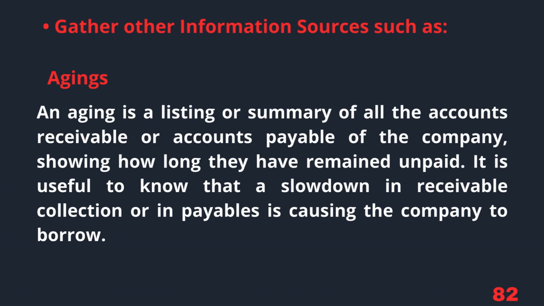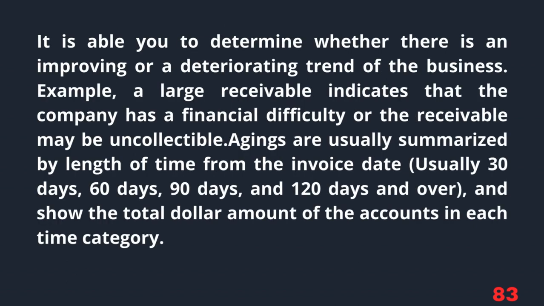An aging is a listing or summary of all the accounts receivable or accounts payable of the company, showing how long they have remained unpaid. It is useful to know that a slowdown in receivable collection or in payables is causing the company to borrow. It enables you to determine whether there is an improving or a deteriorating trend of the business. Example, a large receivable indicates that the company has a financial difficulty or the receivable may be uncollectible.